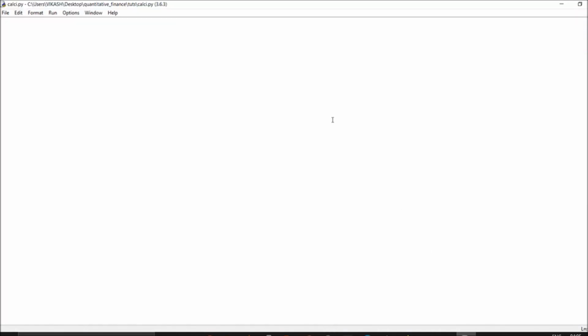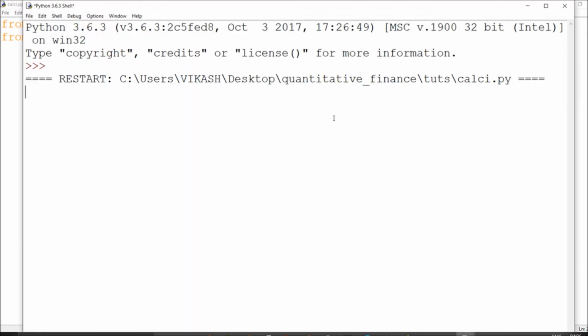To import SymPy, just write from sympy import star. And if you want to plot charts, we say from sympy.plotting import plot. This is how we refer to our library, and we will get started on these things.